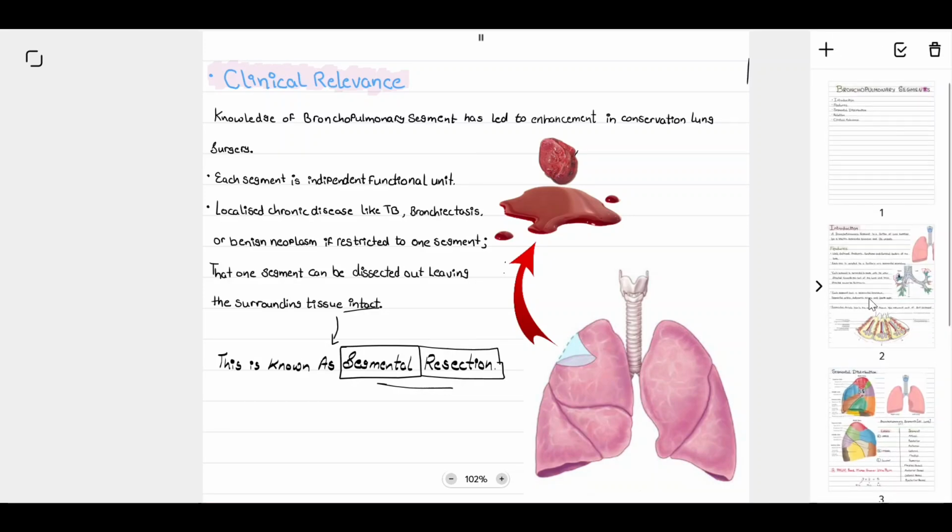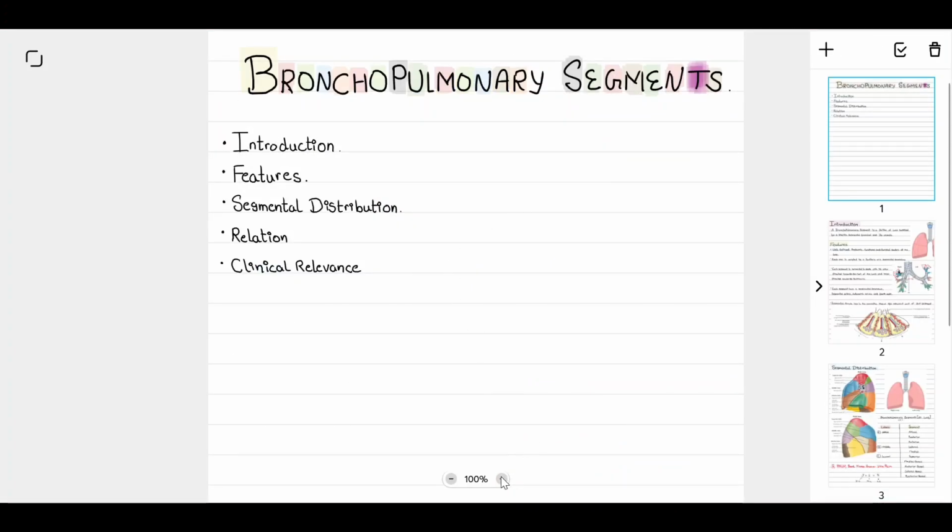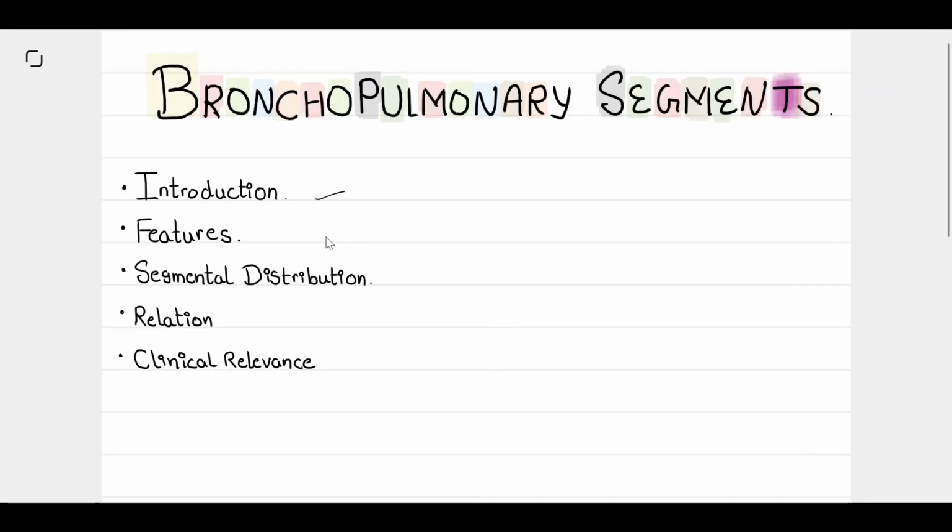So done with its introduction, features, segmental distribution, relations and clinical relevance.